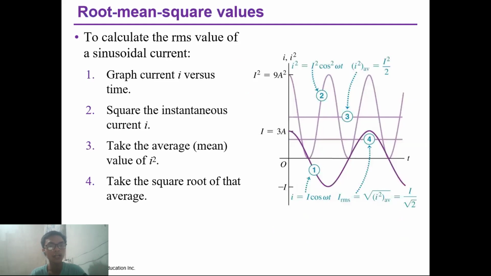To calculate the RMS value of a sinusoidal current, first we need a graph of the current versus time. Second is to get the square of the instantaneous current. Third is to take the average, or the mean, of that squared current, i squared. Then lastly is to take the square root of that average. This gives the effective value of current or voltage.